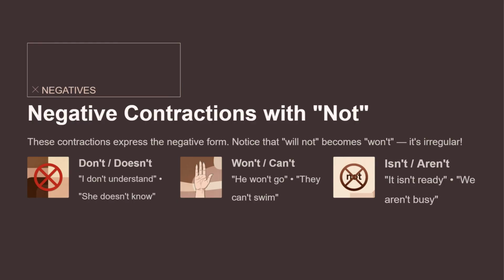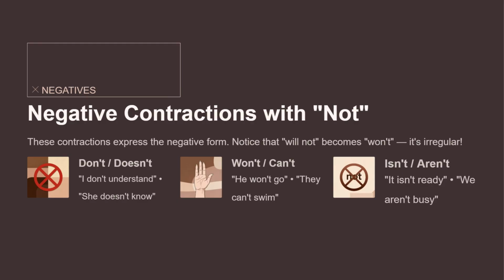Negatives. Negative contractions with not. These contractions express the negative form. Notice that will not becomes won't. It's irregular. Don't, doesn't. It means I don't understand or she doesn't know.